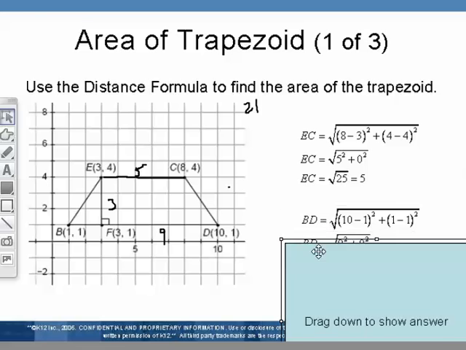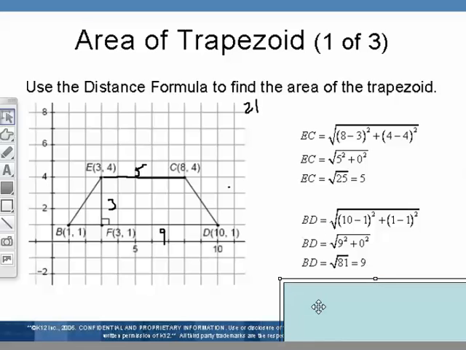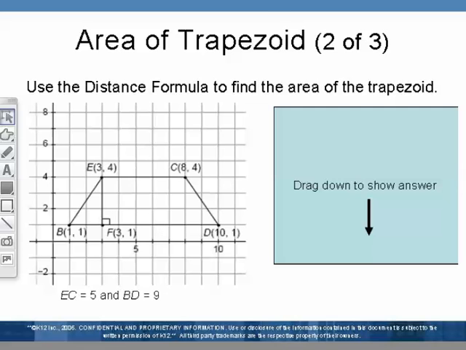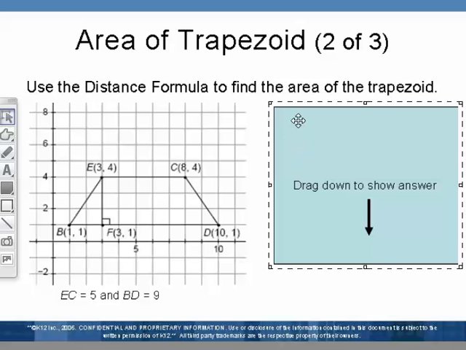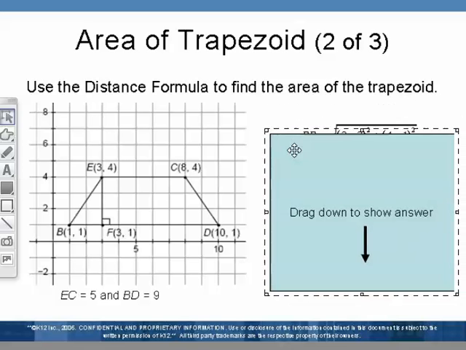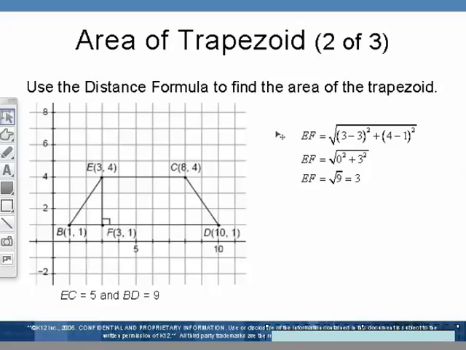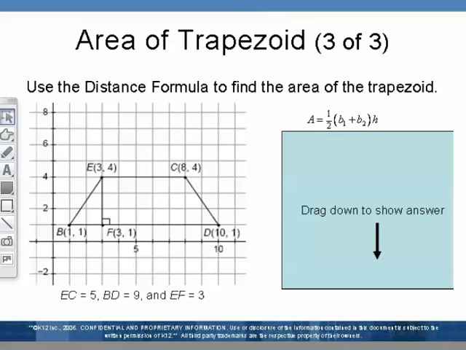Okay? And if I go ahead and find the distance from B to D, I find that its distance is 9. Well, I counted them, or I used the distance formula. Both of them worked out to the same numbers. Okay? And then I find the height. Well, to find the height, I'm going to find from E to F. And that distance was 3. So we now know the height and the two bases.